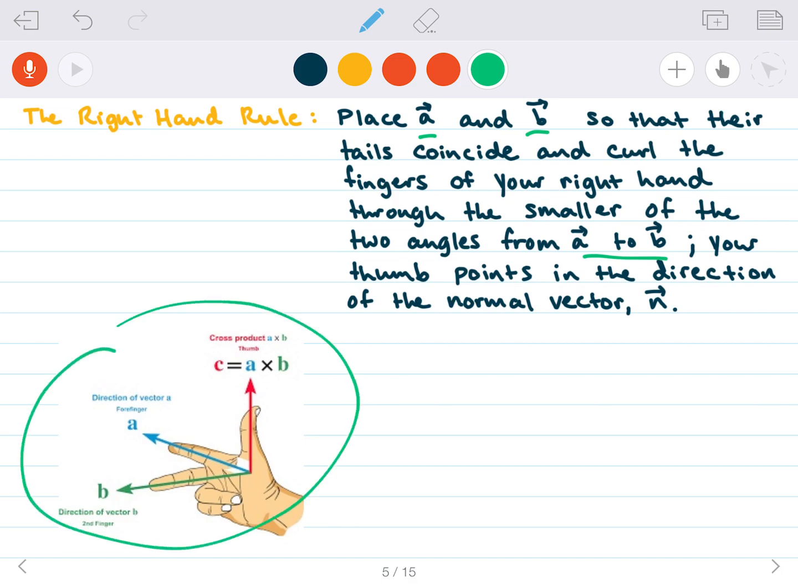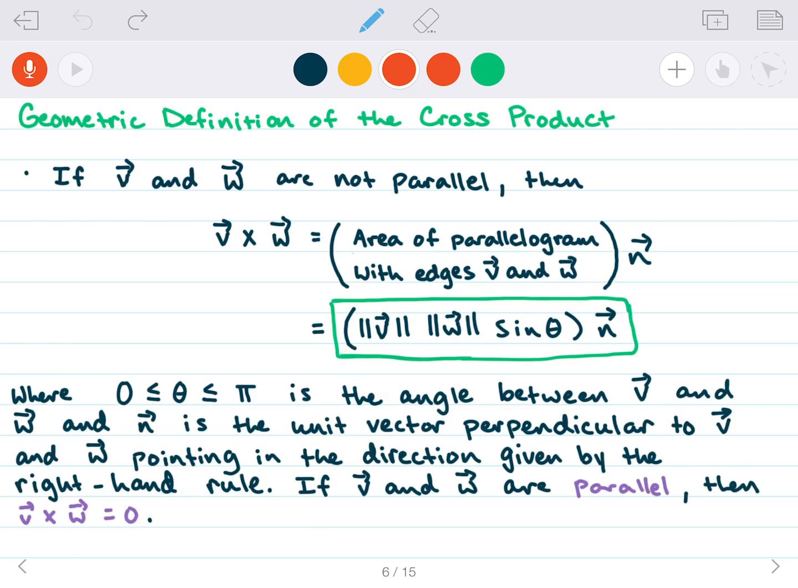So this is the diagram of how you do it. If you have one vector A, your index finger is going to point in the direction of A, and then if you have another vector B, your middle finger is going to point in that direction. And then when you go from A to B, when you curl your fingers in the direction of this angle right here, you're going to see that your thumb is pointing straight up, and so your normal vector, the cross product, is going to point straight up.